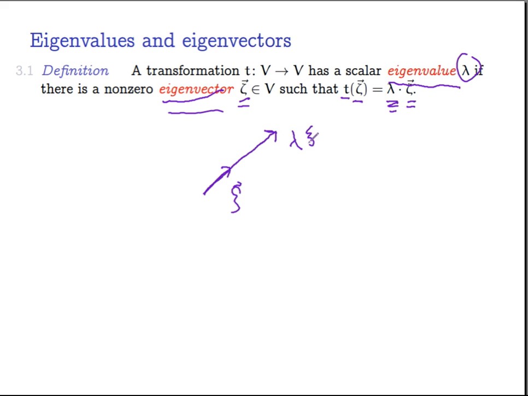If lambda is bigger than 0, then the transformation will scale the eigenvector up. If it's greater than 1, it will scale it up. If it's between 0 and 1, it will shrink it. If it's negative, it will make it go along the negative direction. But however the eigenvalue is, an eigenvector is always scaled by the corresponding linear transformation. Okay.